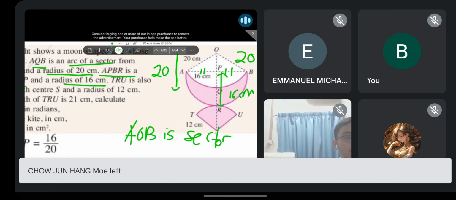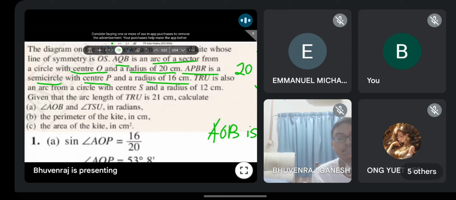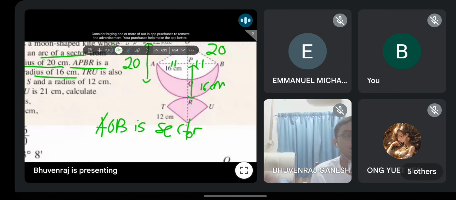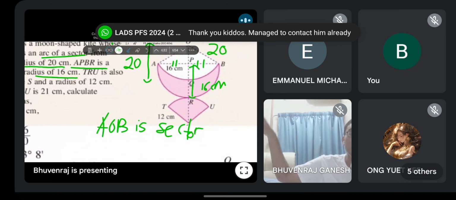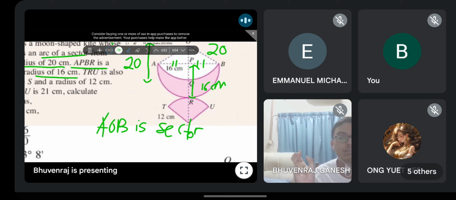Why do I say PR is 16 cm? Because they tell you that APBR is a semicircle. So the radius, which is PB, is going to spin throughout the semicircle. So PB should equal the length of PR. Do you guys understand this? Why is PQ not the answer? PR is 16 cm because the radius will always spin, so PR will take the length of PB, which is 16 cm. Understand? So this one you must get correct.